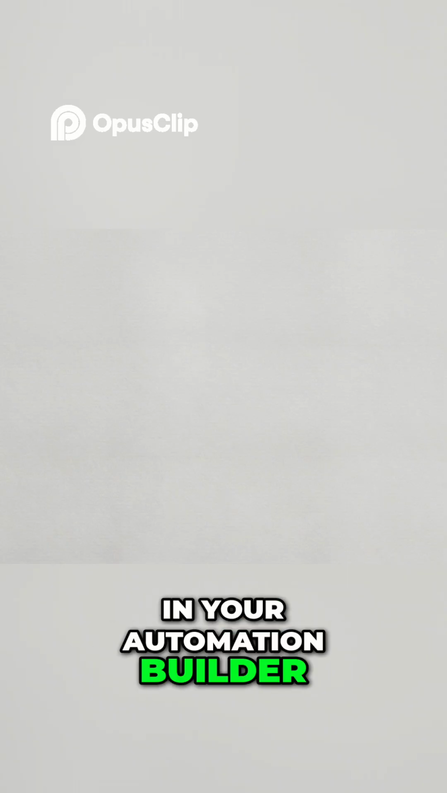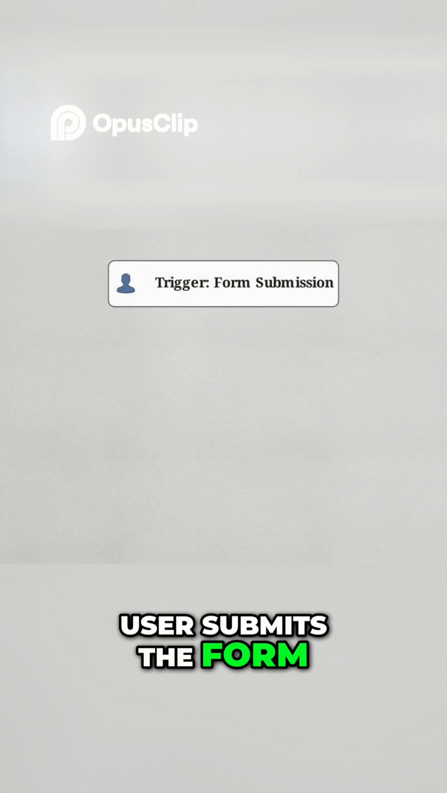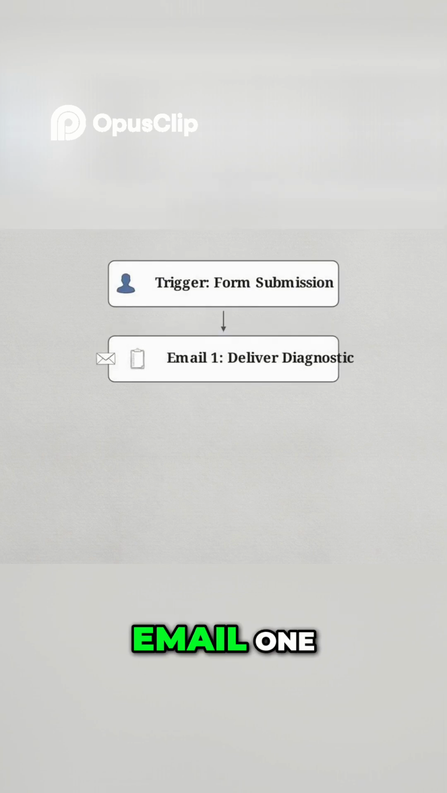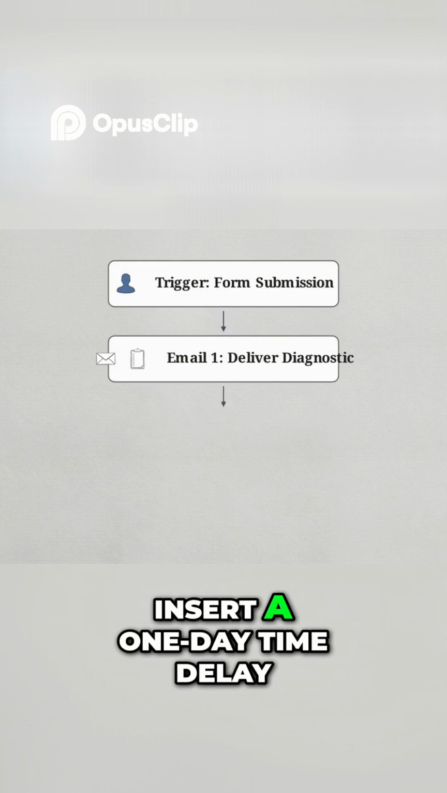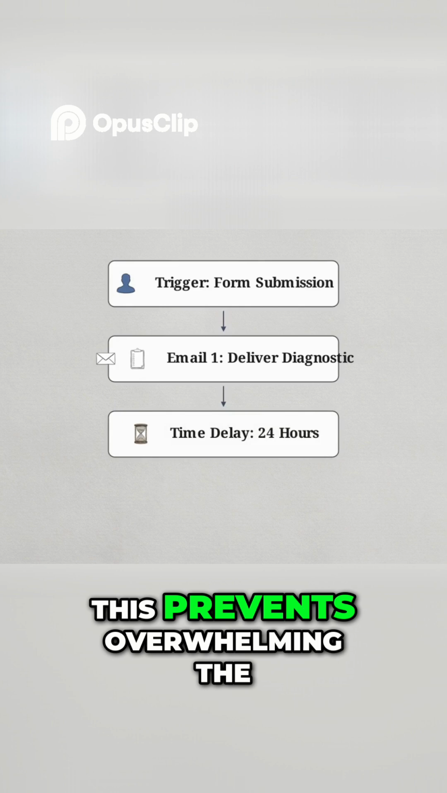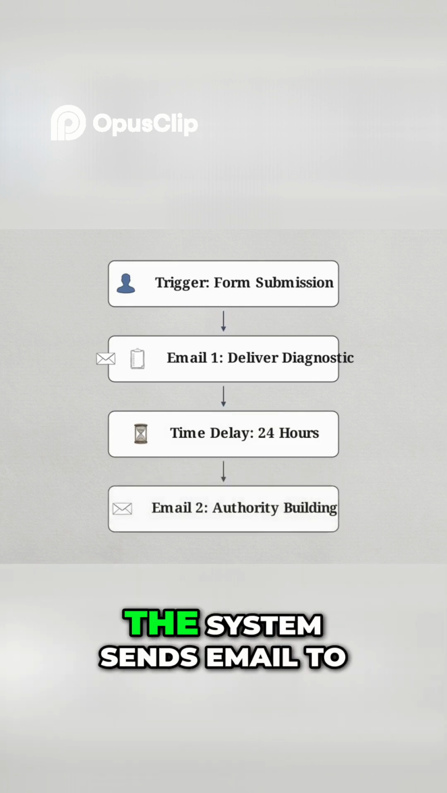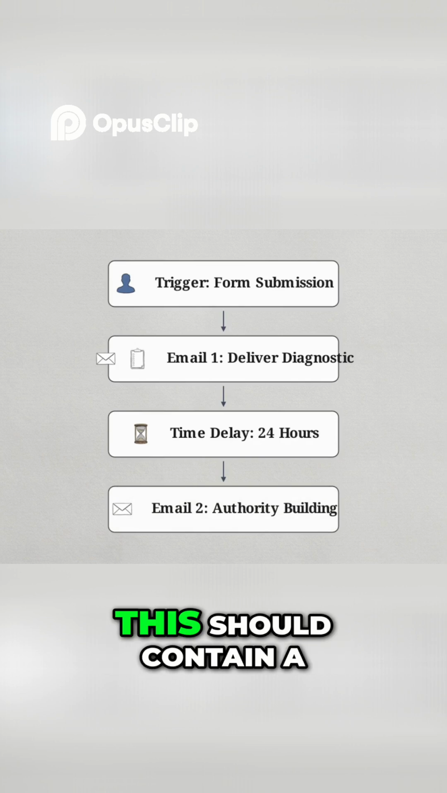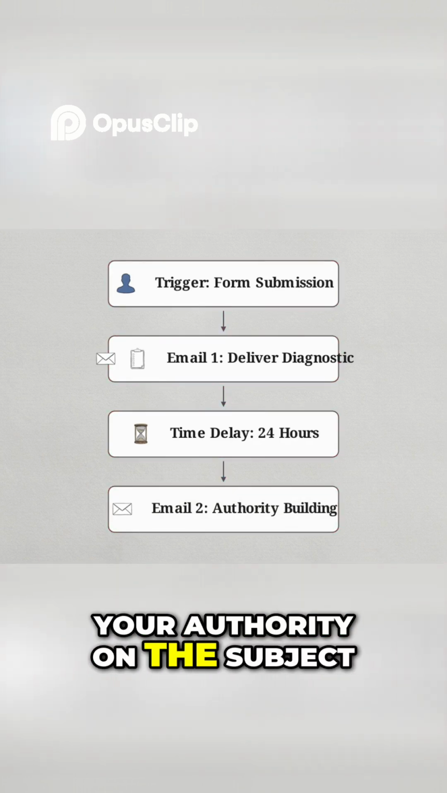In your automation builder, set the trigger to activate the moment a user submits the form. This immediately fires off email 1, containing the link to the free diagnostic. Next, insert a 1-day time delay. This prevents overwhelming the subscriber's inbox. After that 24-hour delay, the system sends email 2. This should contain a related story or a bonus tip to reinforce your authority on the subject.